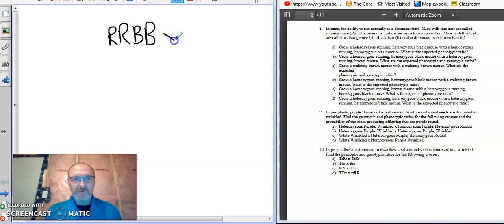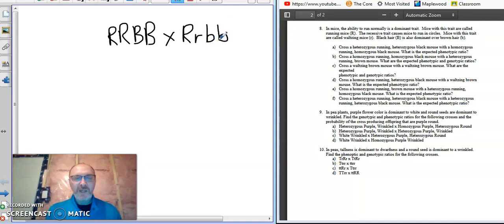And then we're going to cross that with the other parent who is heterozygous running. So if they're running, they have a capital R. And of course, heterozygous means a big with a small. So big R, little r, and a brown mouse. You notice that brown hair is recessive over here, so to be brown, you have to have two little b's.